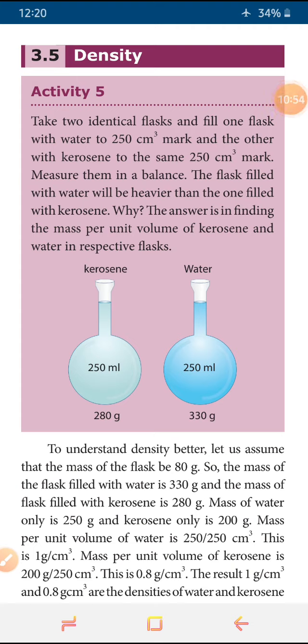Activity 5 says, further we are taking 2 flasks. First one is filled with kerosene and second one is filled with water. These two are taken the same quantity. The kerosene flask gives a mass of 280 gram, water gives a mass of 330 gram. They are asking which flask is heavier. From this figure itself we can say the water-filled one is heavier because it's showing the mass 330.